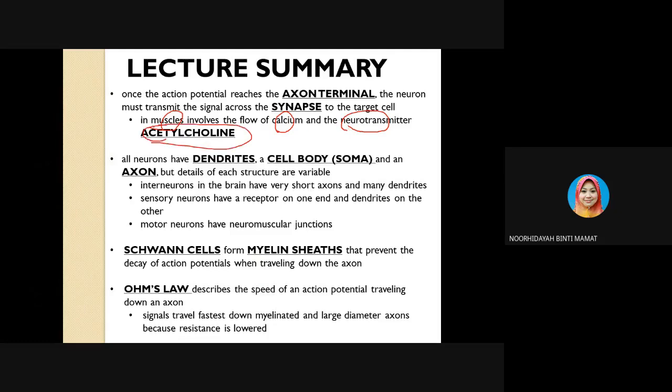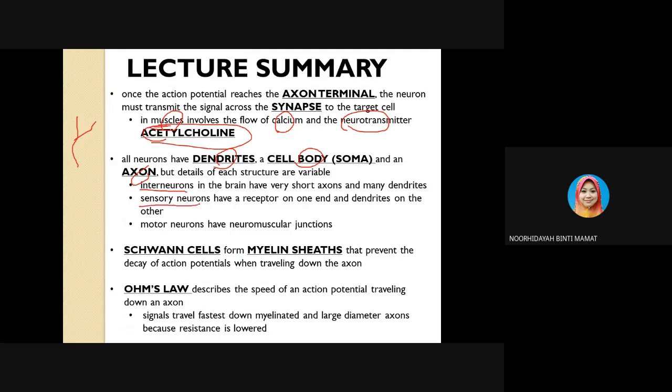All neurons have dendrites, a cell body, which is the soma, and also an axon. But the details of the structure are variable. For example, the interneurons in the brain have a lot of dendrites, with a very short axon and many dendrites.